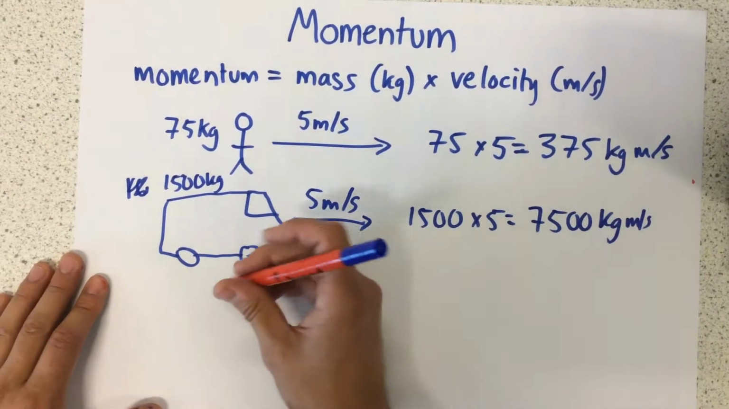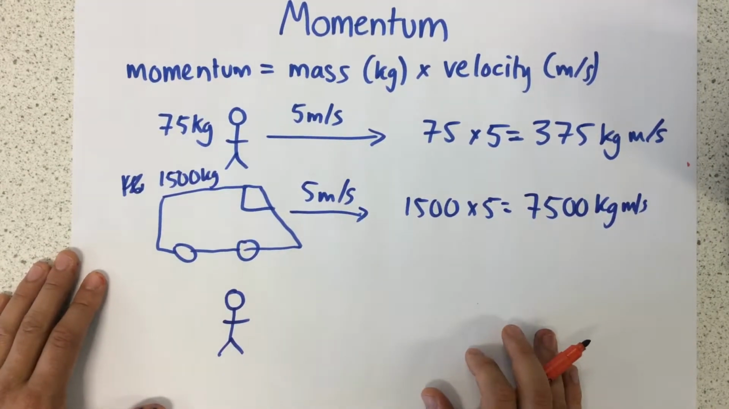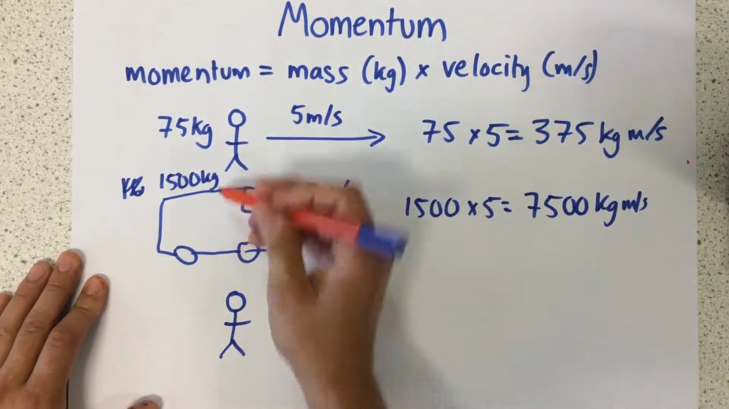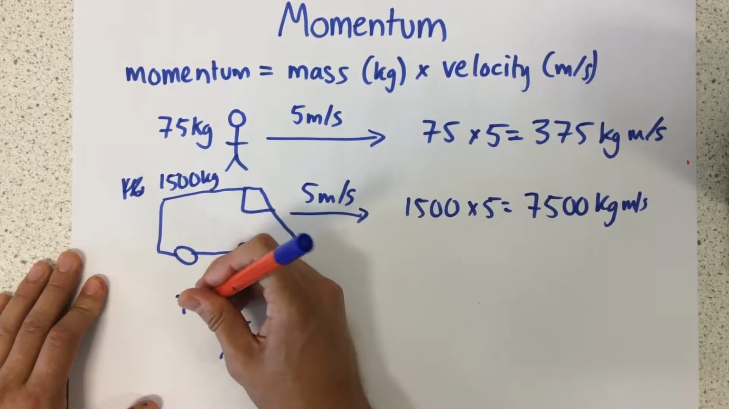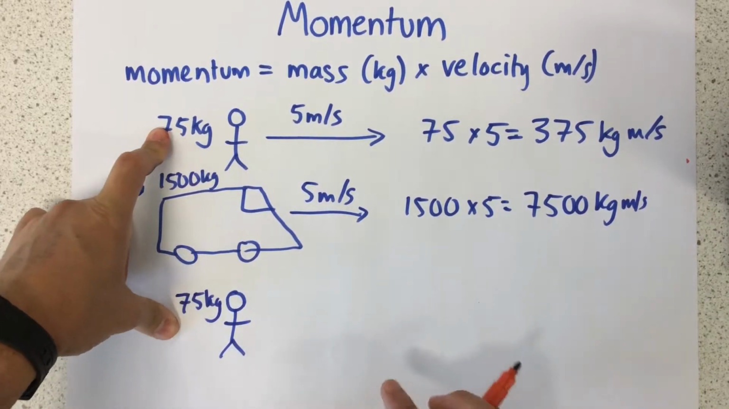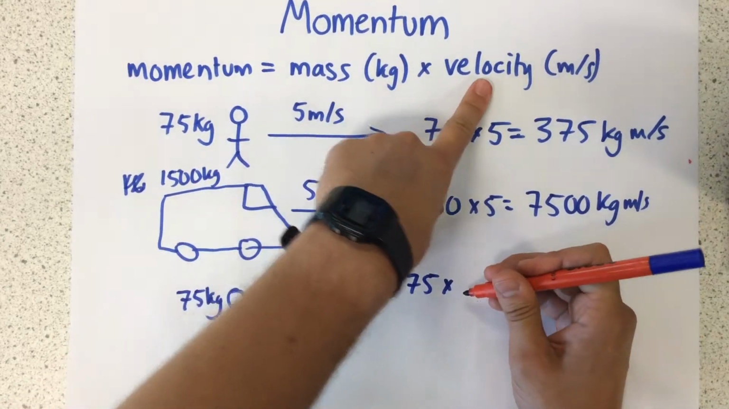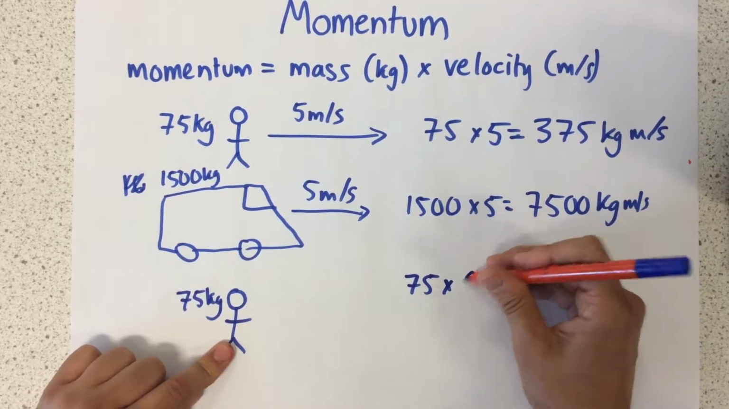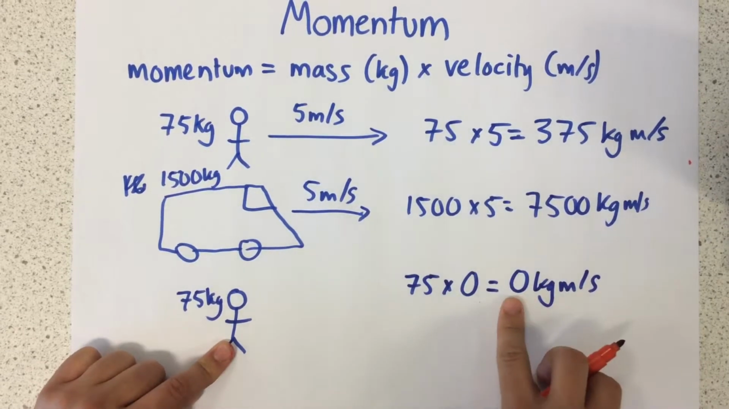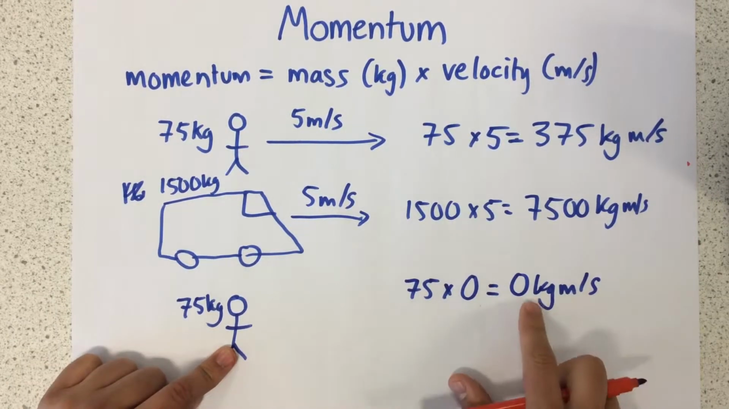Right, let's have a look at another couple of quick examples. Let's say we've got another person here, but this person isn't moving. They're completely stationary. Let's say they have the exact same mass as this other person, also 75 kilograms. Right now, their momentum is 75, their mass, multiplied by their velocity. Because they're not moving, their velocity is 0. So we can see that stationary objects have no momentum. Momentum is all about the quantity of motion of a moving body.